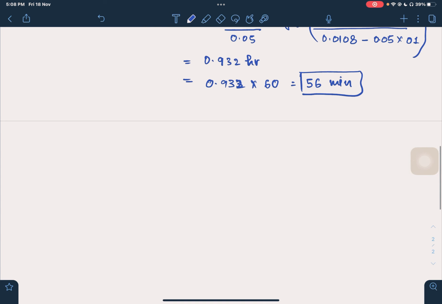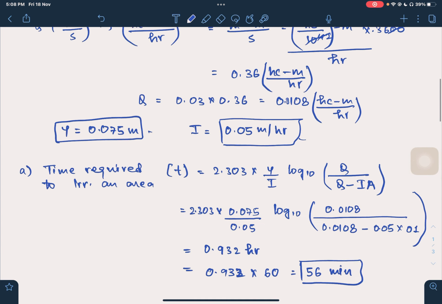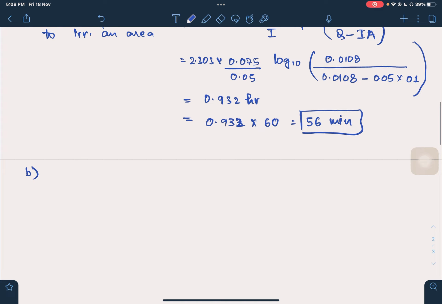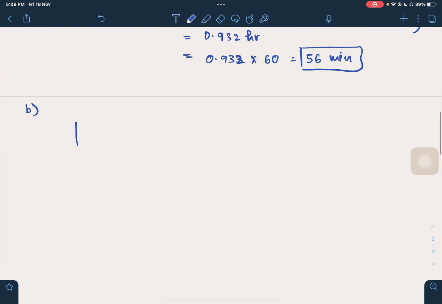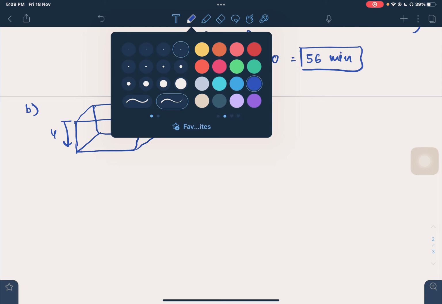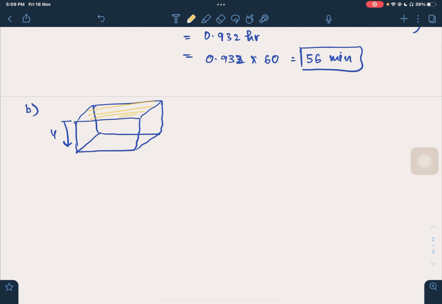Now coming on to the second part of the question. The second part says for the problem, find the maximum area. They're asking for the maximum area that can be irrigated by the available discharge of 0.03 cumecs. So let's understand this with the help of a diagram. We have a given volume. This is the volume. Now, this is the depth of flow. And if I change the color, this is the area that is supposed to be irrigated.